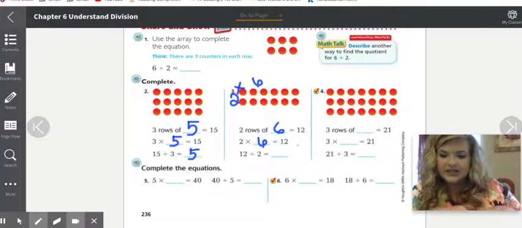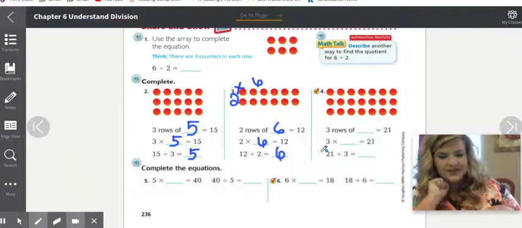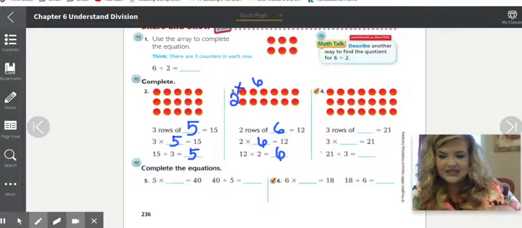When I'm looking at my inverse operation, that related operation here, I can do 12 divided by 2, which should give me this number right here. If you answered it correctly, then it's right. 12 divided by 2 equals 6. Okay, now let's look at the last one.